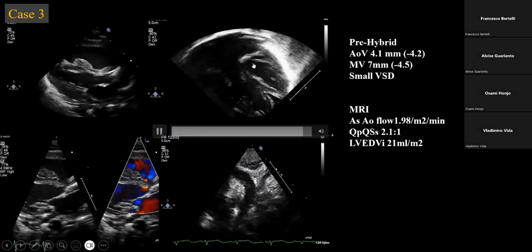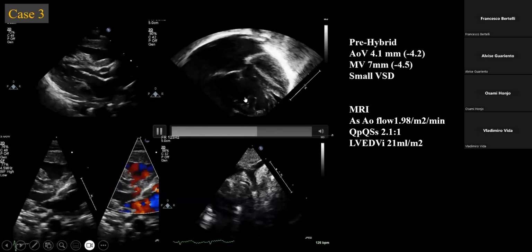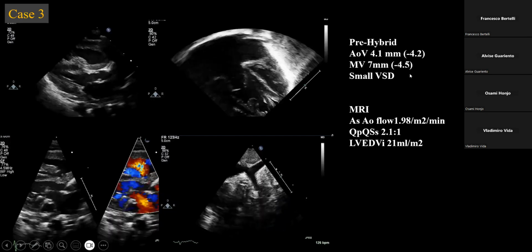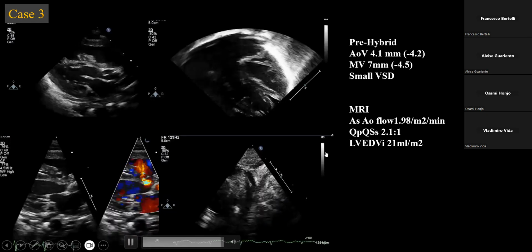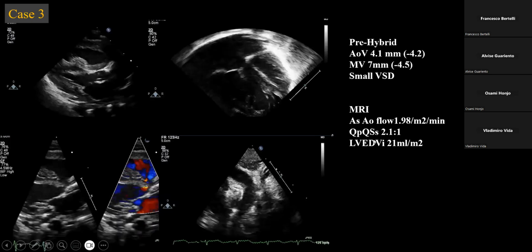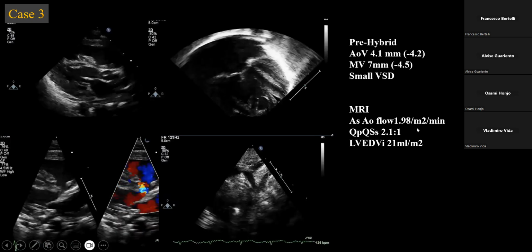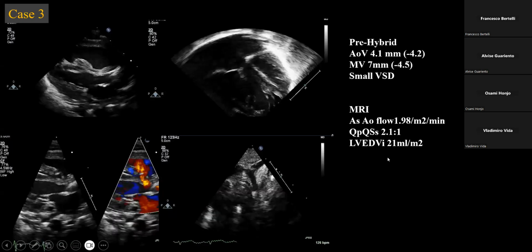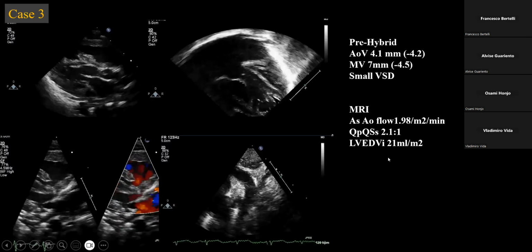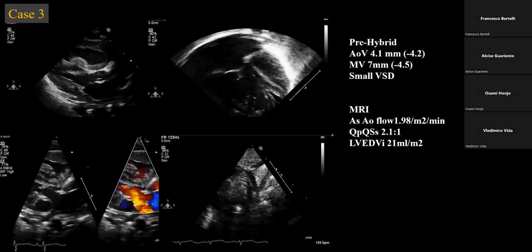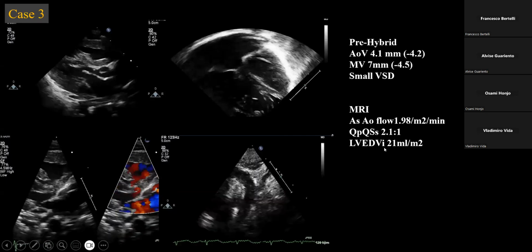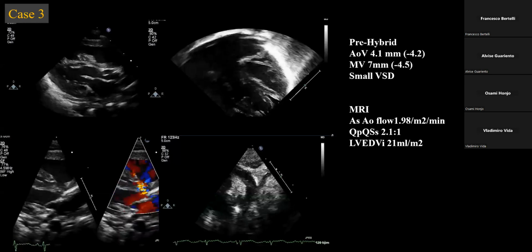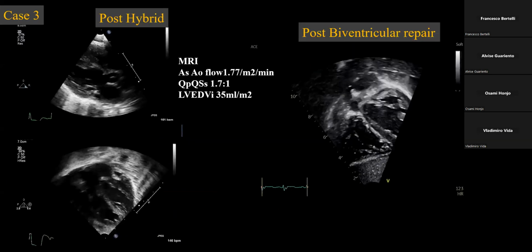So this is a third case to show successful biventricular repair, and you can see this four-chamber view. It's a really scary small left ventricle. The aortic valve is small, the mitral valve is small, and there is a small VSD. Ascending aortic flow is not bad, close to 2 liters index, and QP:QS is 2 to 1 through both the small VSD and a modest size ASD. But the left ventricular index is very borderline, 22, 21 index. For that reason, we performed the hybrid procedure.